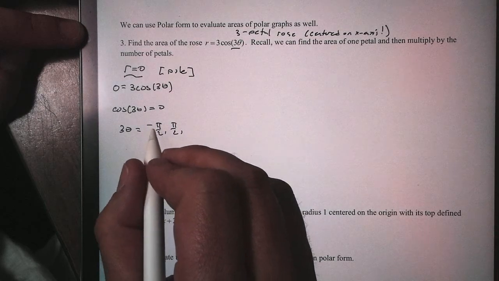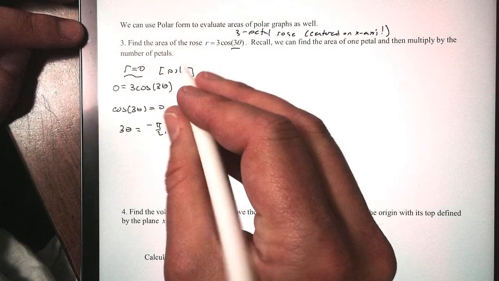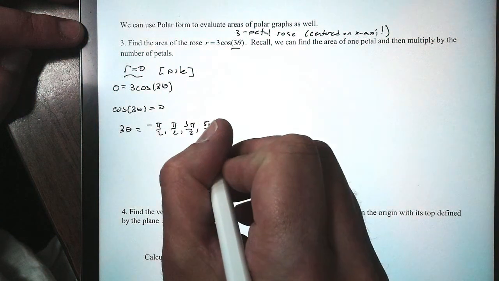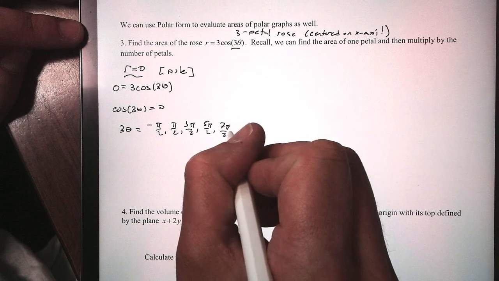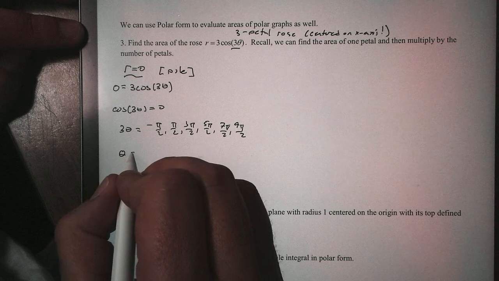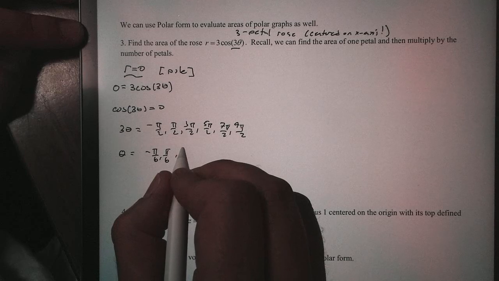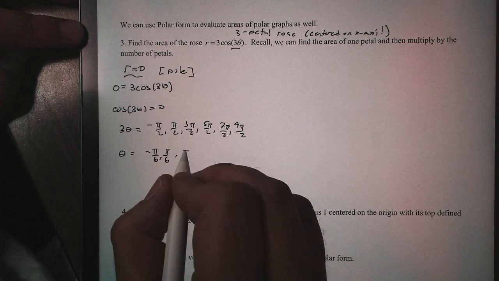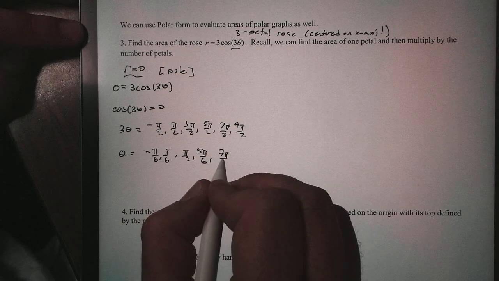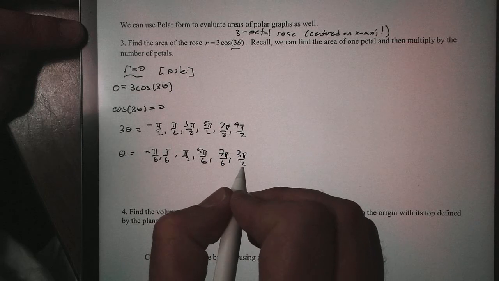Now I'm going to start with negative because I know it's going to be centered on the x-axis for cosine. For sine, I don't have to start with the negative ones. The next ones are 3 pi over 2, 5 pi over 2, 7 pi over 2, and 9 pi over 2, and we can keep going. If I divide by 3, we're going to get negative pi over 6, pi over 6, 3 pi over 6, which is just pi over 2, 5 pi over 6, 7 pi over 6, and 9 pi over 6, which is just 3 pi over 2, right there.